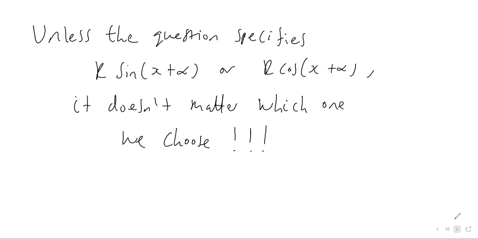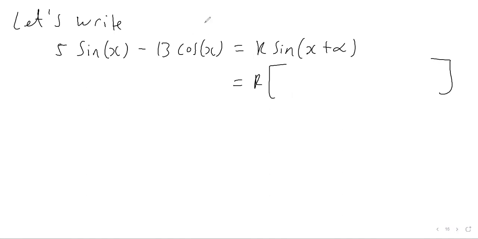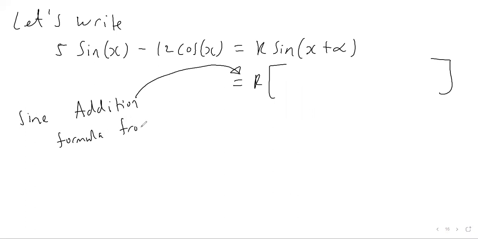So let's write this again. Let's write this 5 sine x take away. Sorry, this should be a 12 here. My bad. Let me change this to a 12. So let's write this into the form r sine x plus alpha. So let's write this combination of sine and cos into a function just in terms of sine. Again, very similar to what we did yesterday, we can use the addition angle formula, the sine addition formula, from the formula book. So we're going to use that formula.